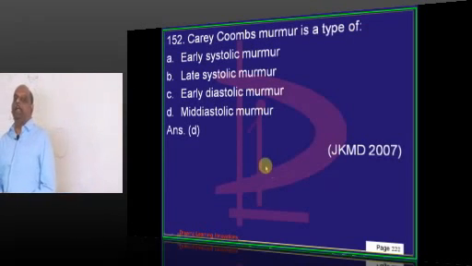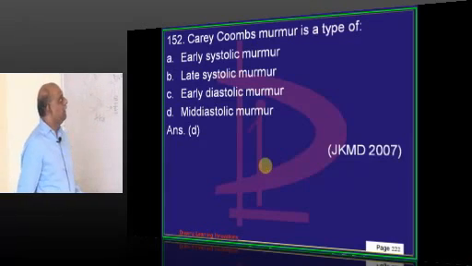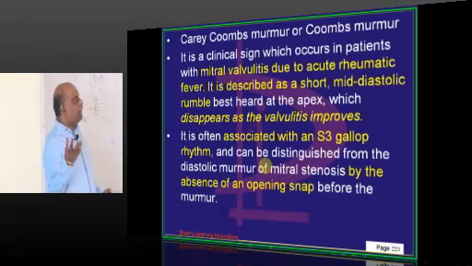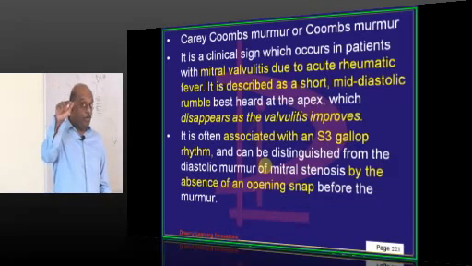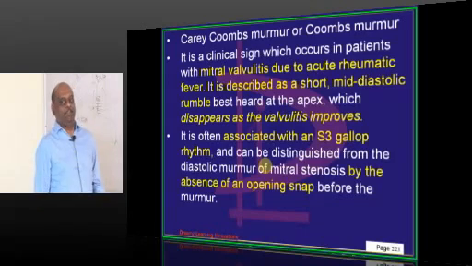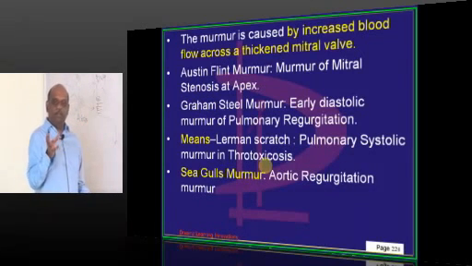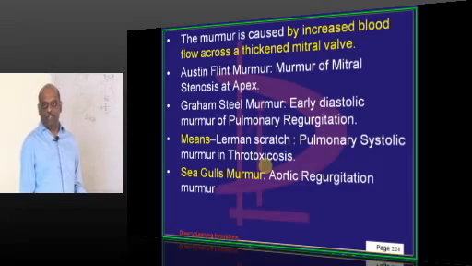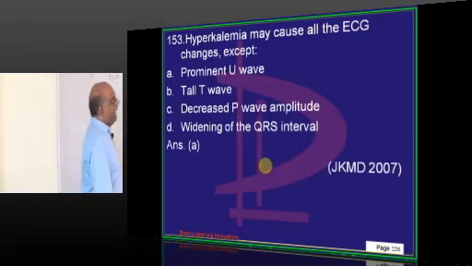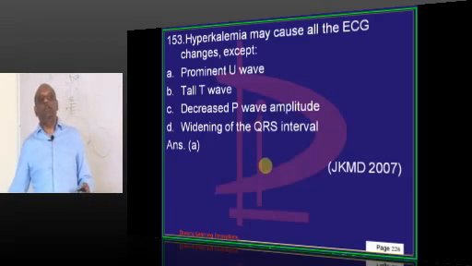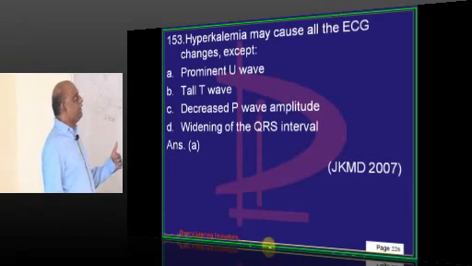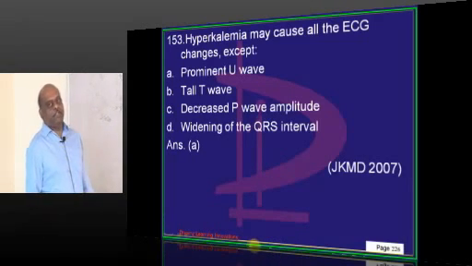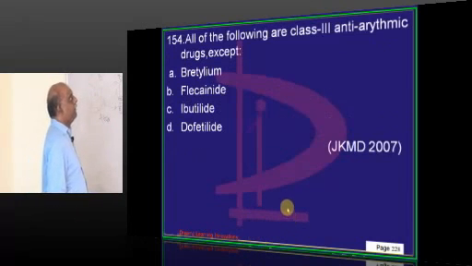Carey Coombs murmur is a mid-diastolic murmur which is caused by mitral valvulitis when the mitral valve is inflamed in acute rheumatic fever, not in chronic rheumatic fever. In chronic rheumatic fever, the mitral valve shrinks and forms mitral stenosis and that leads to a mid-diastolic rumble, right? That is different. Hyperkalemia can lead to a prominent T wave, decreased P wave amplitude and widening of the QRS. U wave is a feature of hypokalemia, not hyper.